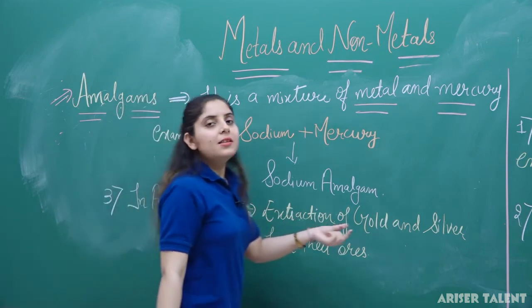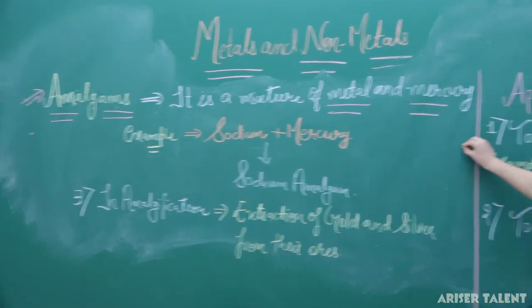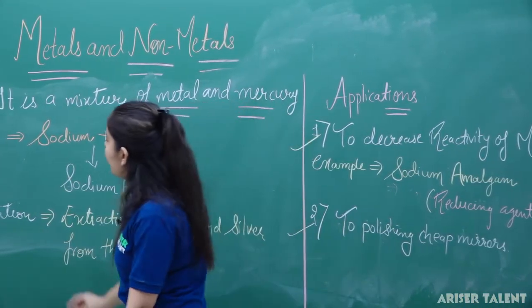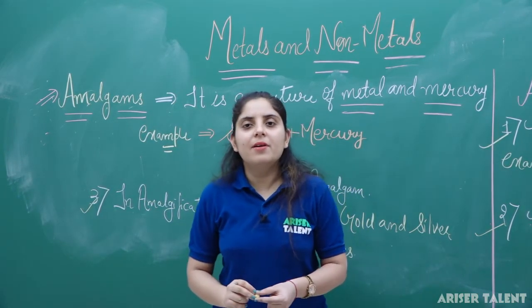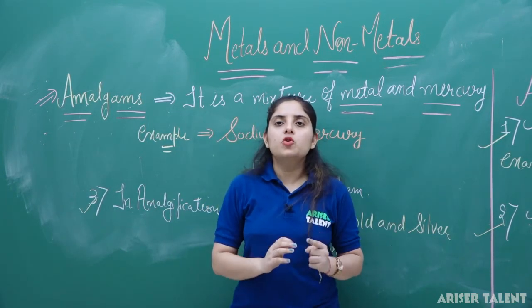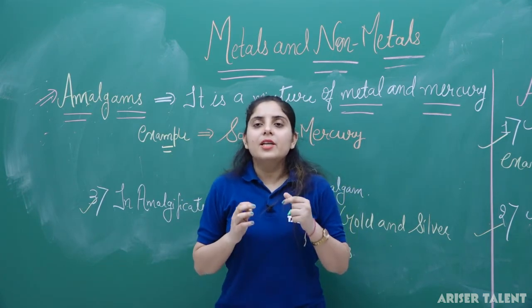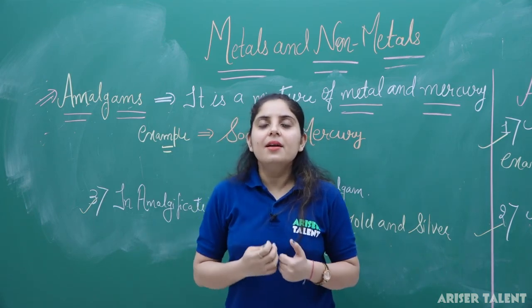So here are the three applications of amalgams. The first one is to decrease the reactivity of the metal, the second is polishing cheap mirrors, and the third application is in the extraction of gold and silver. So this is all about corrosion, alloys and amalgams. Now we will deal with what the alloys actually are, what their composition is and what their advantages are in day-to-day life.